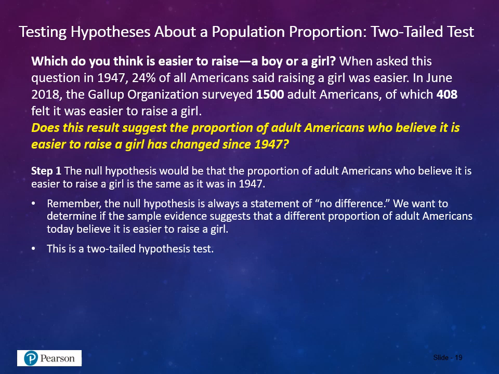So the null hypothesis would be that the proportion of adult Americans who believe it's easier to raise a girl is the same as it was in 1947. So in this case, our parameter, our sample statistic, would be 0.24. Remember, the null hypothesis is always a statement of no difference. So we're saying that in 2018 it was the same as 1947, and in 1947 it was 24% or 0.24. Also pay attention that this is a two-tailed hypothesis test, so we're looking for the areas or the probabilities at each end of the normal curve.